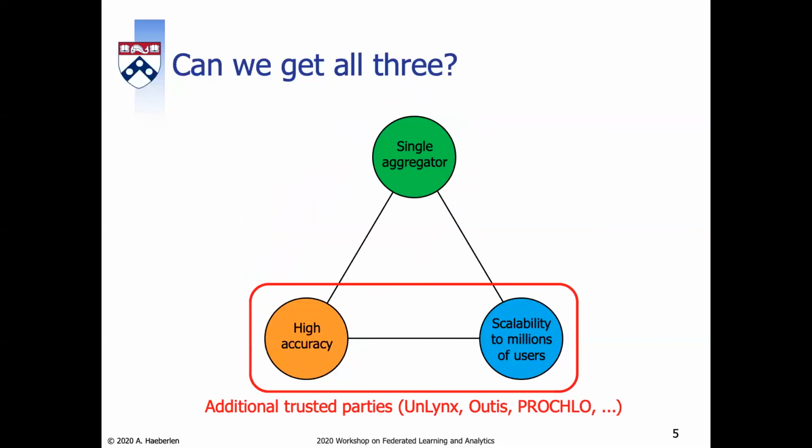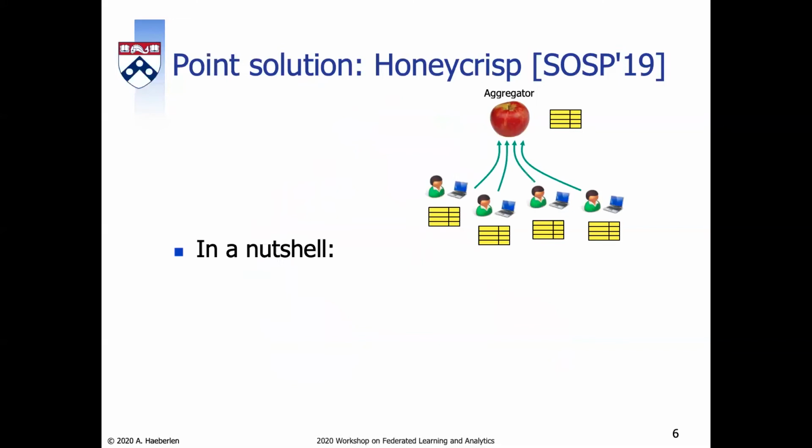And then finally, if we care about accuracy and scalability, we can add additional parties, for instance, the Prio system or Unlinks. But then the question is, how do we actually recruit such parties that are sufficiently trustworthy? And that can be quite tricky in practice. Okay? So how can we get all three? At last year's SOSP, we published an initial system that can really get all three. We call that system Honeycrisp.